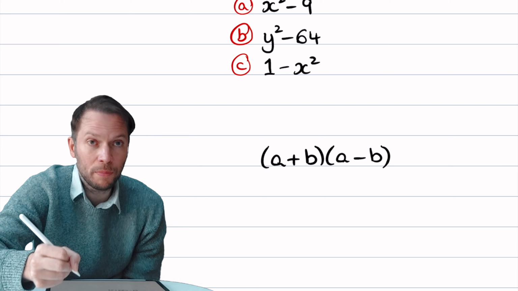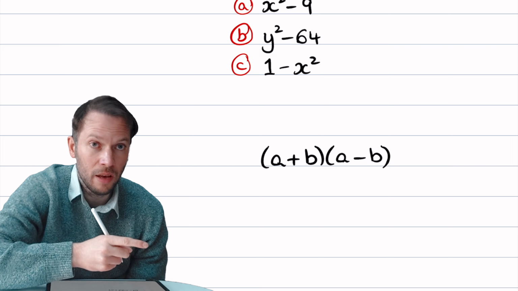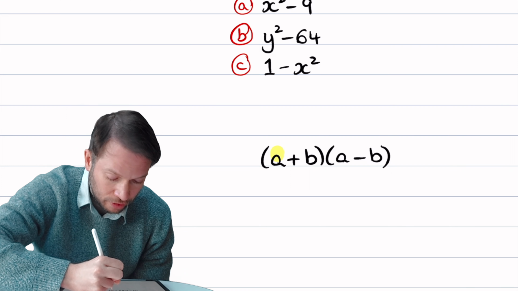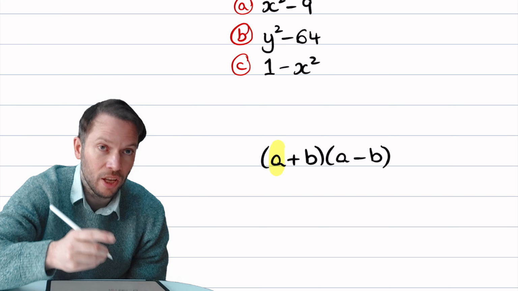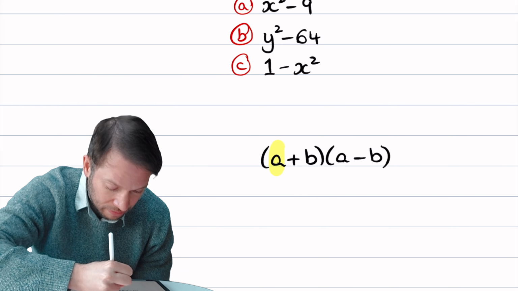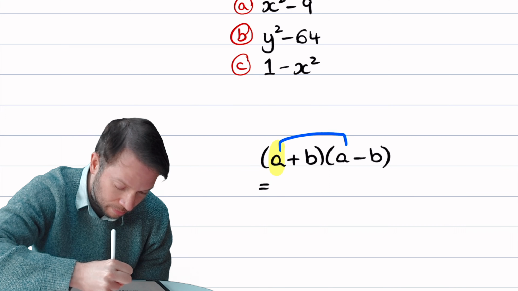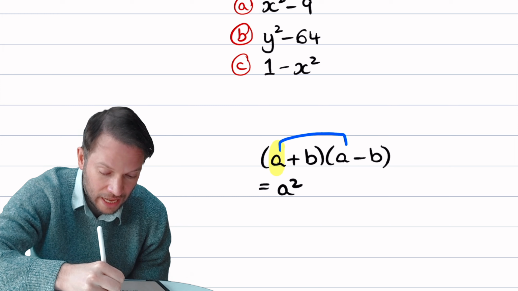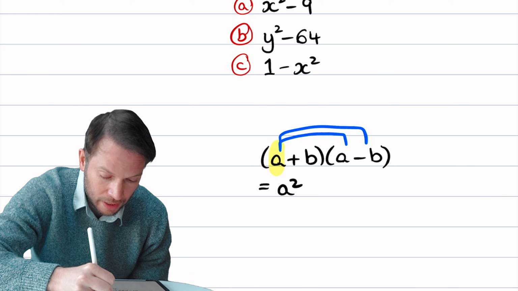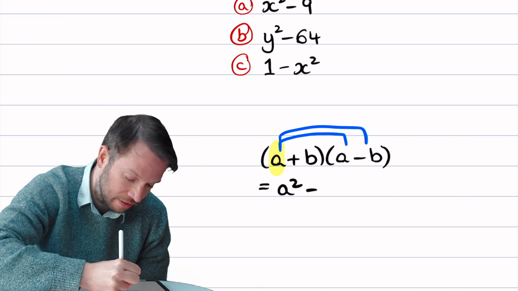Well, remember, to multiply out two brackets, we do each term in the first bracket multiplied by each term in the second bracket. So let's suppose that we focused on the first term in the first bracket. We need to multiply it by each thing in the second bracket. So we're going to times the a by the a first. So we're going to do a times a, which is a squared. And we're going to do the a multiplied by the minus b. Now, positive times negative is negative, so it will be negative. A times b is ab.